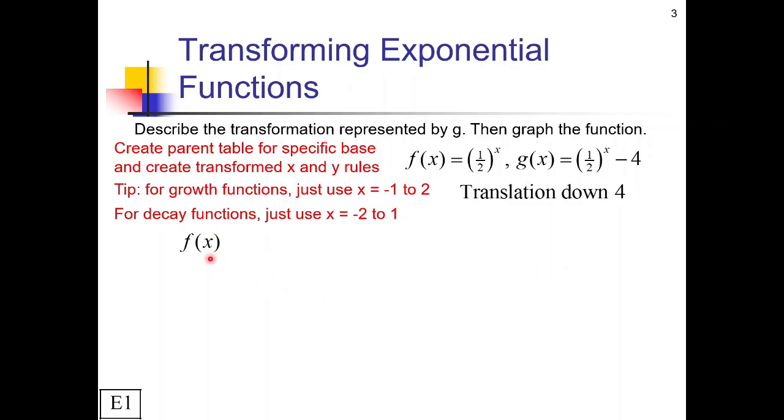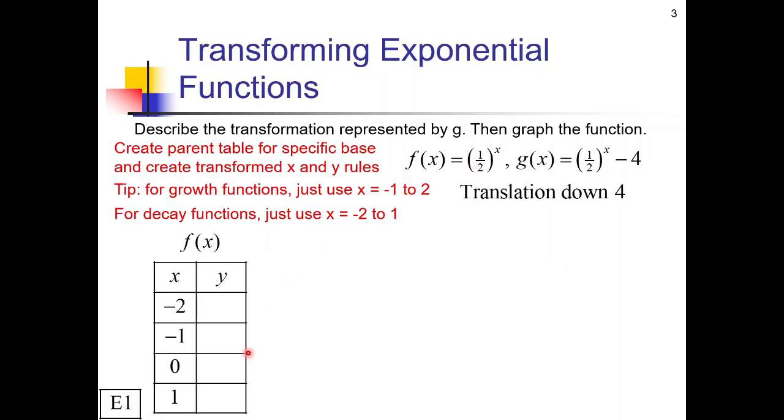So we have f of x. Since this is decay, I'm just going to be going from -2 to +1. I mean, if you included +2, not the end of the world. It's just kind of more work than you need. So -2, if I plug that in here, that's going to be the reciprocal of this to the second power, so 2 squared, which is 4. 1/2 to the -1 is 2. Anything to the 0 is 1. And finally, 1/2 to the 1 is just 1/2. So this is what we're going to be transforming now.